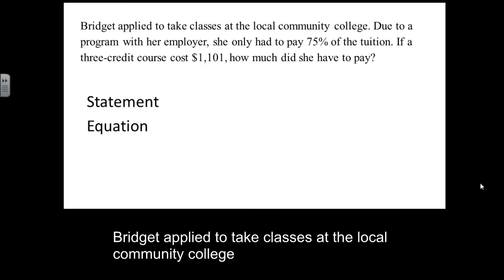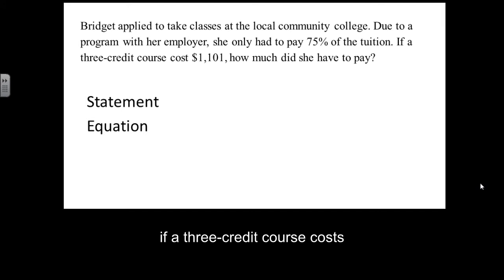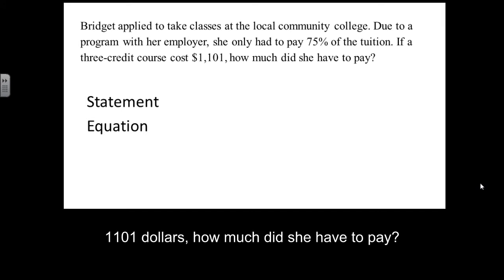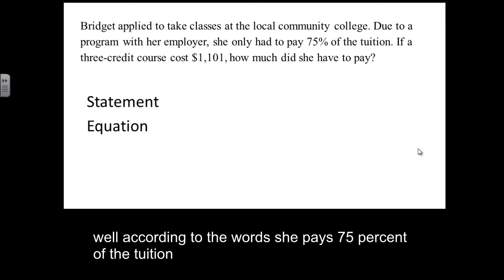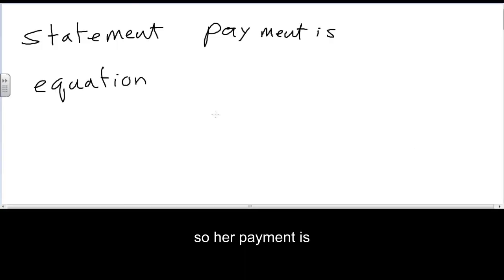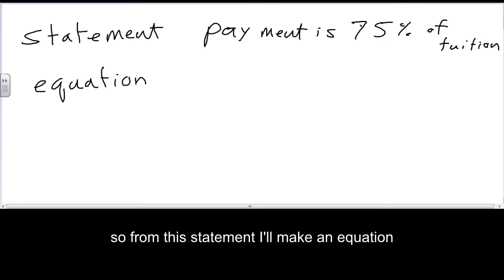Bridget applied to take classes at the local community college. Due to a program with her employer, she only had to pay 75% of the tuition. If a 3-credit course cost $1,101, how much did she have to pay? For a question like this, I want to use statements in my question to make an equation. Well, according to the words, she pays 75% of the tuition. So her payment is 75% of tuition. From this statement, I'll make an equation.